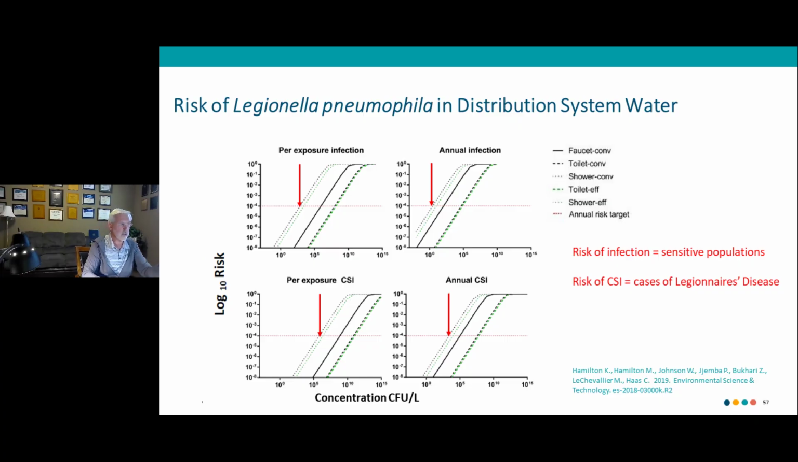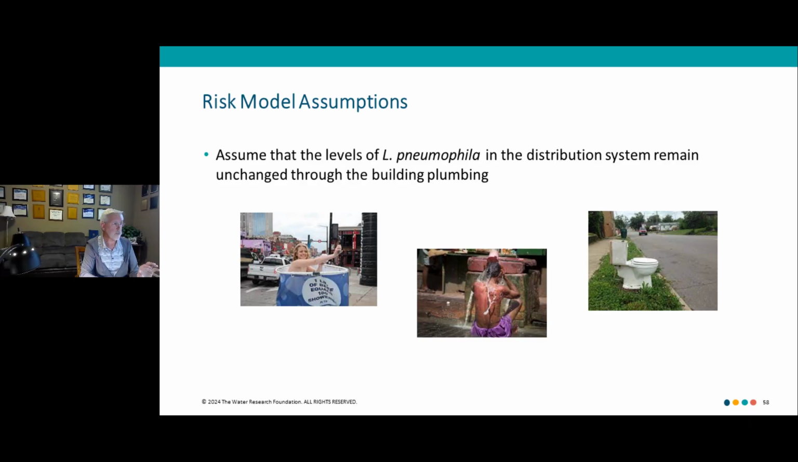And you can see that the difference between the two is about 2.5 logs, or between 100 and 1,000 times more concentration to cause a disease than it does just to cause an infection. Again, both for per exposure or per annual. So all of these factors are rolled into the risk model.